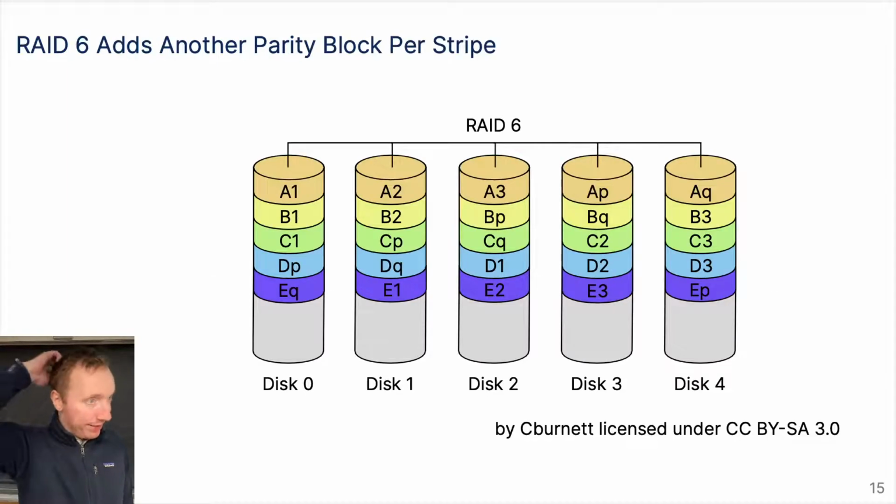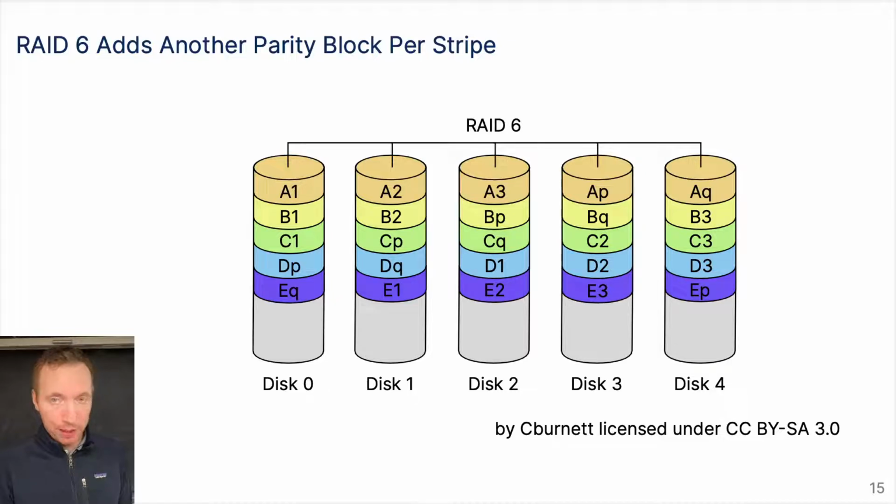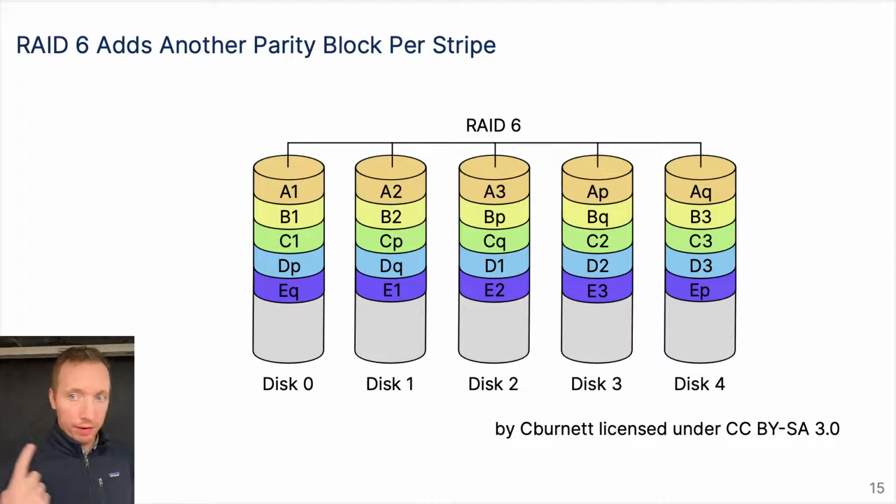So RAID 6 is like RAID 5, except there are now 2 parity bits. Instead of before where our parity bit was called P, now we have another parity bit called Q. And like with RAID 5 versus RAID 4, we're not going to have 2 disks that just calculate parity bits for P and Q.